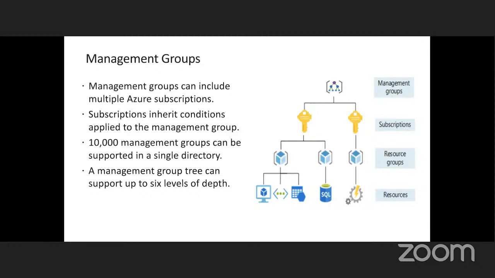So 10,000 management groups can be supported in a single directory. Imagine 10,000 groups. That's a lot, right? A management group tree can support up to 6 levels of depth. So you can have one subscription, and inside it another, and then several resource groups, like 6 levels in depth. Similar to organizations in AWS, very similar.